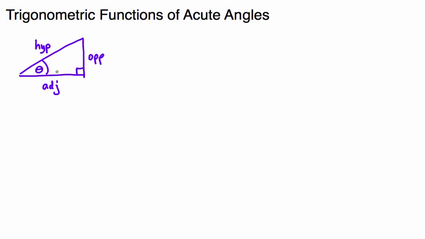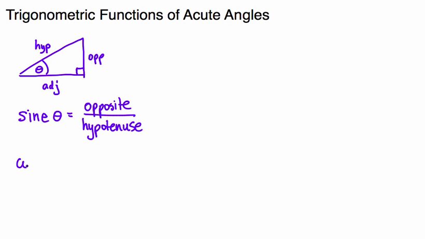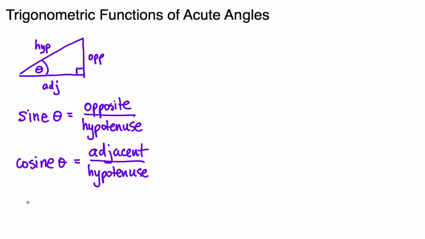you can come up with some trigonometric functions, namely sine of angle theta, and sine of angle theta is the opposite compared to the hypotenuse. You also get cosine of angle theta, and cosine of angle theta is the adjacent compared to hypotenuse. And you get the tangent of angle theta, which is the opposite compared to the adjacent.